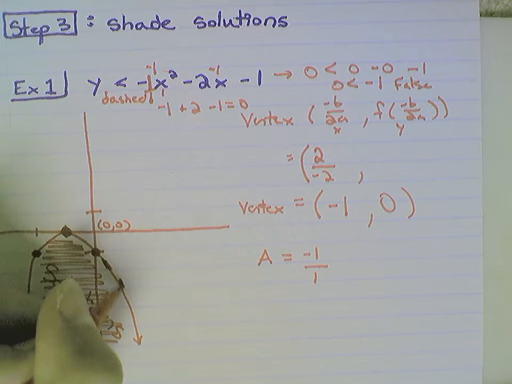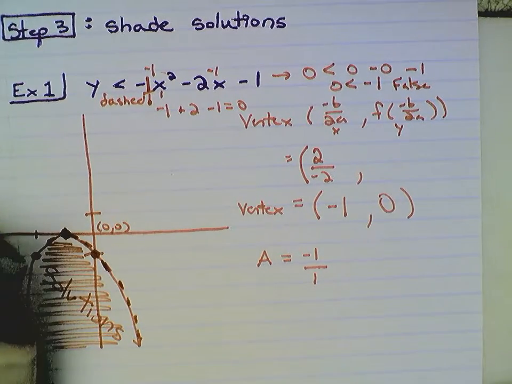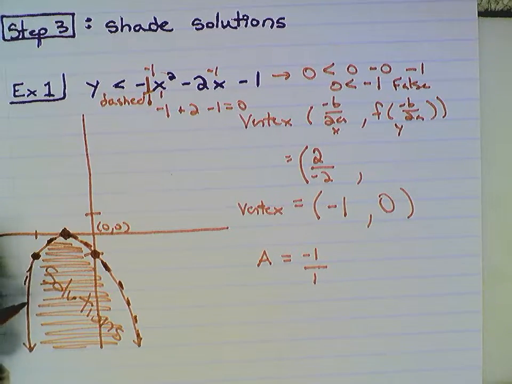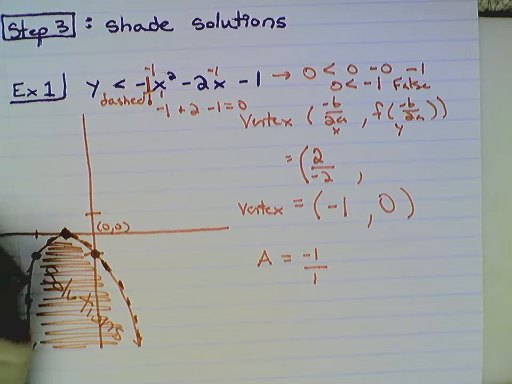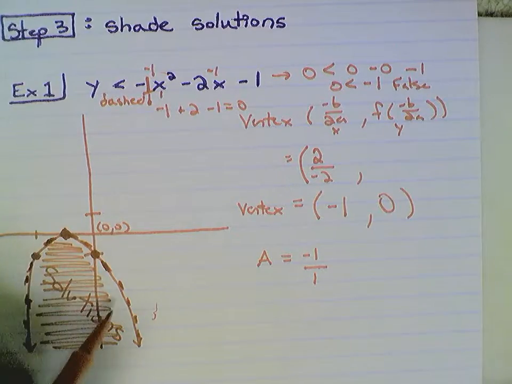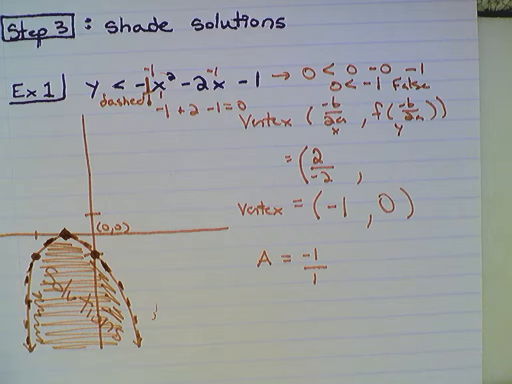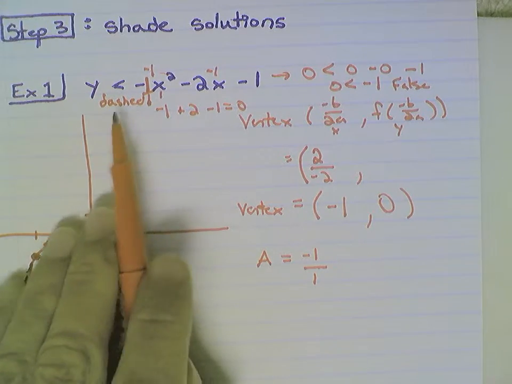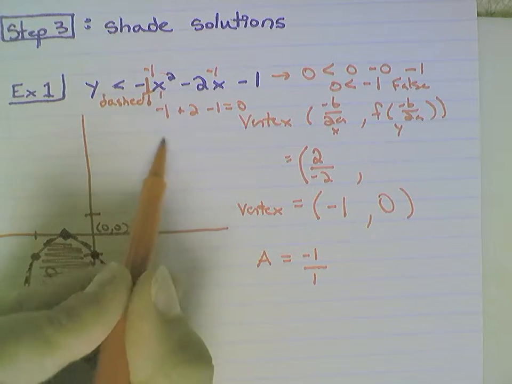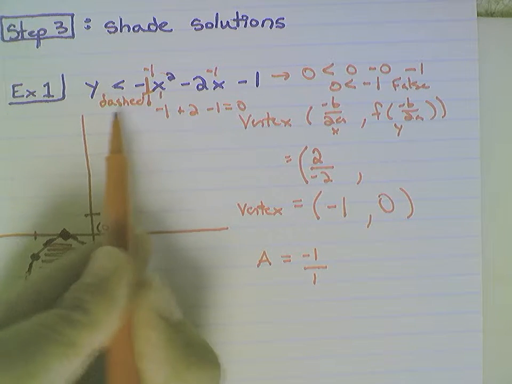So what I need to do is make this a dashed line. So I should have dashes on my line. It should not be a solid line. So each of these points should be a dashed line. What that means then, by drawing a dashed line, is that those are not solutions. The line itself is not a solution. The solutions are only on the inside of the line. Okay? So make sure that you don't mess that up. Make sure that if you have a less than sign or a greater than sign, you use the dash line.